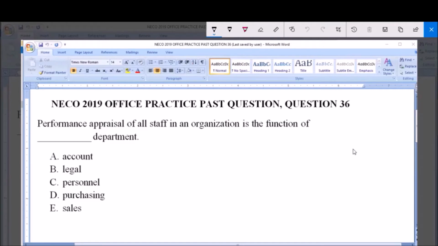I will be answering NECO 2019 Office Practice Past Question 36. Performance appraisal of all staff in an organization is the function of dash department. A. Accounts department. B. Legal. C. Personnel. D. Purchasing. And E. Sales. Now, like we know, in an organization we have several departments, and each of these departments has their own major role. Now the question says performance appraisal of all staff in an organization is a function of which department?